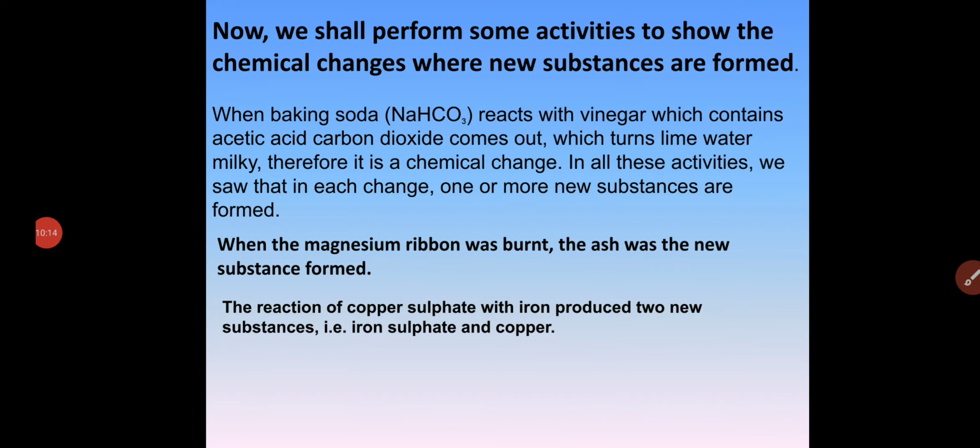In the activity of sulfate, copper sulfate reacts with the iron, and new substances form, that is iron sulfate and copper.